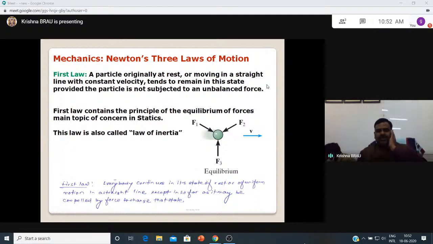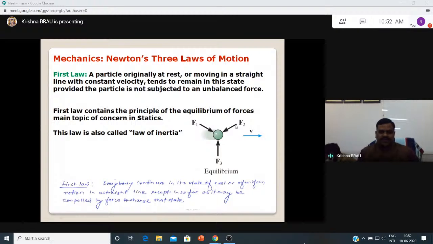Now the dynamics can be considered under three laws of motion. A particle originally at rest or moving in a straight line with constant velocity, as we already discussed yesterday, tends to remain in that state, provided the particle is not subjected to any unbalanced force.